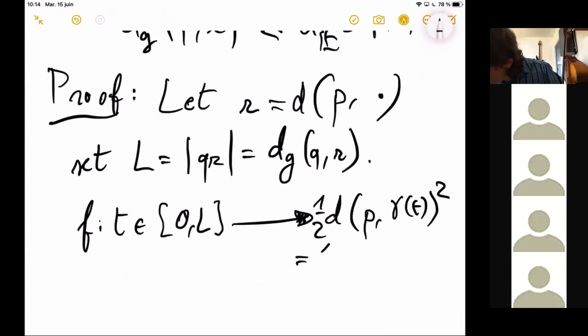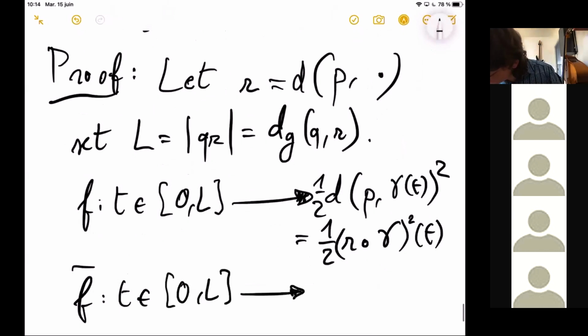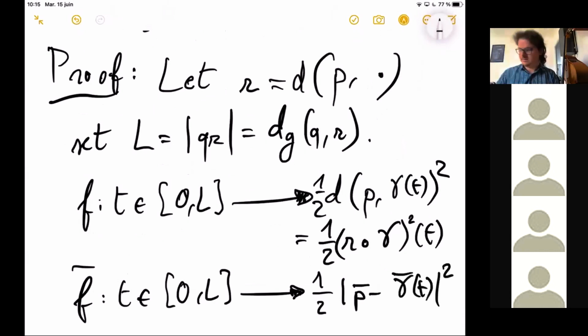So this P equal to 1/2 R composed with gamma squared of t. And I will do the same in the Euclidean space. So f bar will be, I map t from 0 to L to really the Euclidean norm, like P bar minus gamma bar of t squared. So what can we say about these functions?